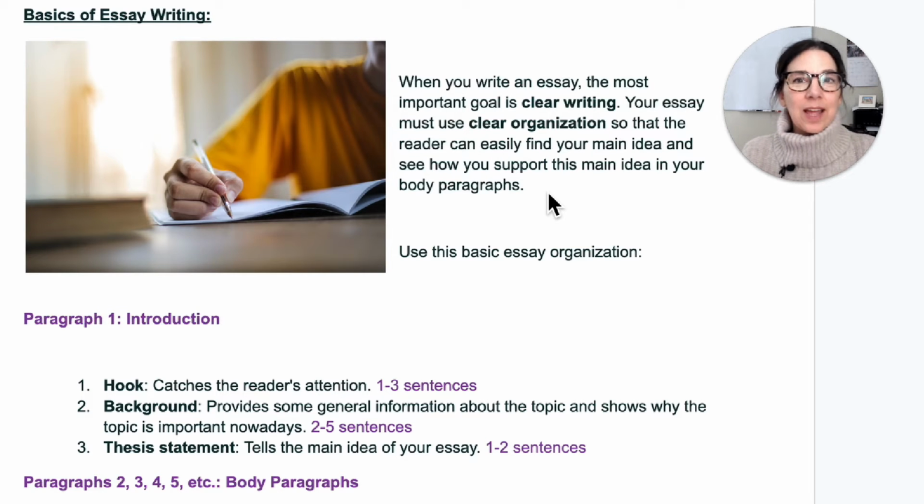In the English academic writing style, the idea needs to be crystal clear, and the way that you support this idea also needs to be super clear. That's why we like to use this basic essay organization. But keep in mind that if you're writing a longer essay or maybe a different style of essay, there might be some changes. However, this is the most common basic essay organization.